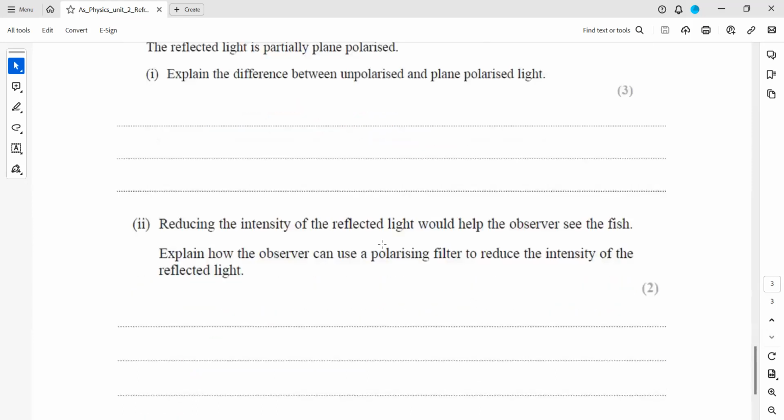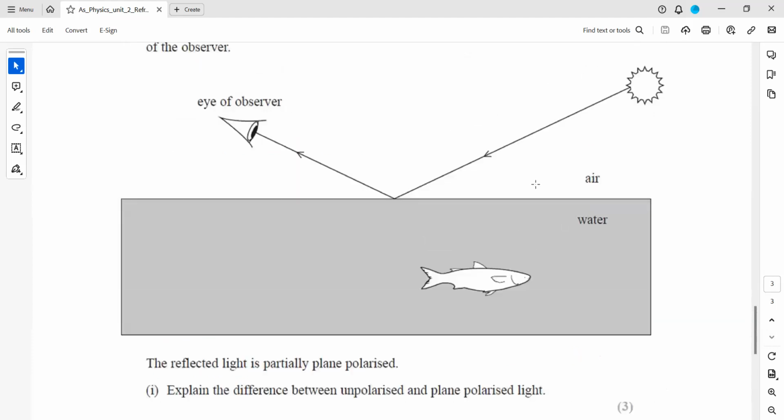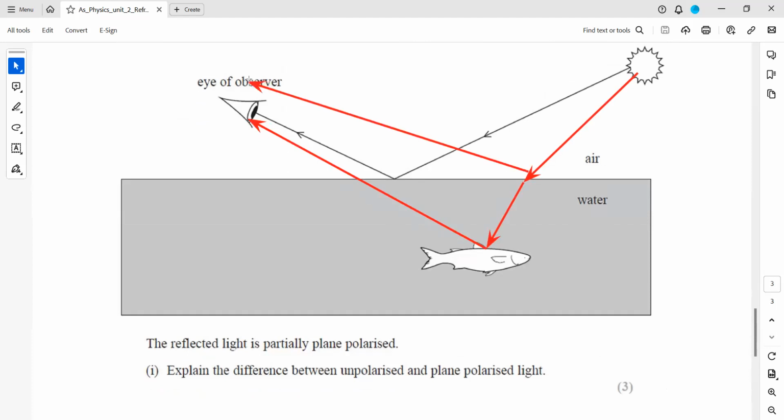Then, reducing the intensity of the reflected light would help the observer to see the fish. How can the observer use a polarizing filter? So what actually happens? Some of the light from the source is refracted, and some of the light is reflected. The light which is reflected is partially polarized, which is horizontally polarized. So we are receiving both of them. We are receiving the inner light.